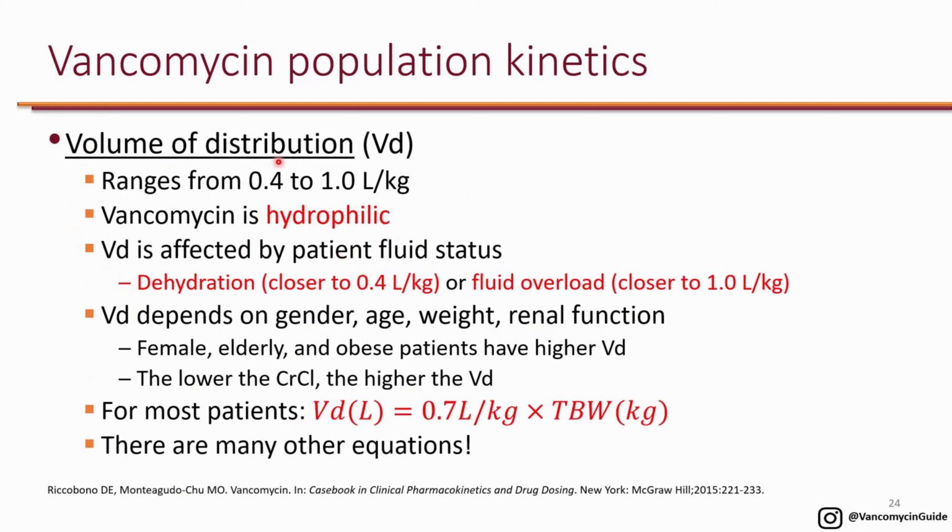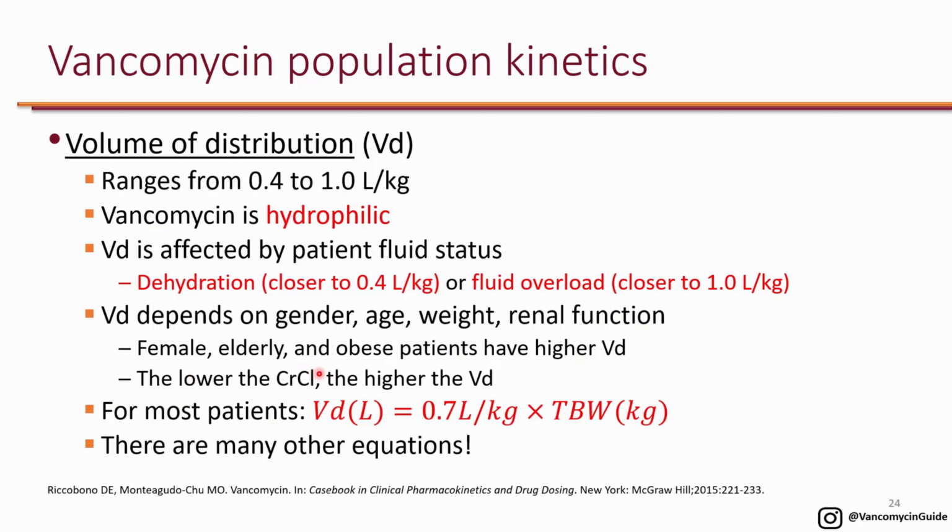The next equation is volume of distribution. Although vancomycin is hydrophilic, it has a huge variability in volume of distribution. It goes from 0.4 to 1.0 liters per kilogram. And because it's hydrophilic, volume status makes a difference. So if someone is dehydrated, the volume of distribution is lower, closer to 0.4 liter per kilogram. Whereas in someone with fluid overload, the volume of distribution is higher, closer to 0.9 or 1.0 liter per kilogram. Now, the volume of distribution also depends on gender, age, weight, and renal function.